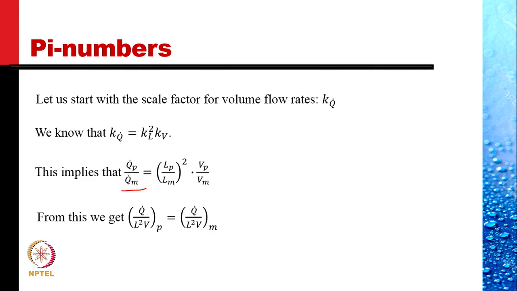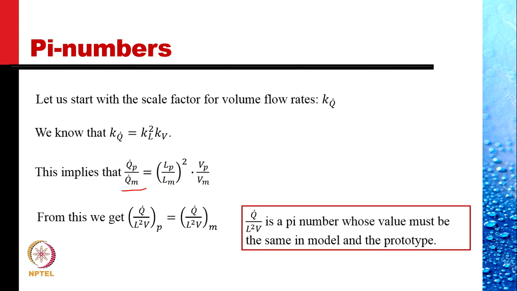It is understood that each of these quantities carried the subscript C, that it is a characteristic quantity, a Q dot that represents the flow, a length that represents the problem situation, a velocity that represents the flow situation, or that is typical of the problem involved. So Q dot divided by L square V is a pi number whose value must be the same in model and the prototype.